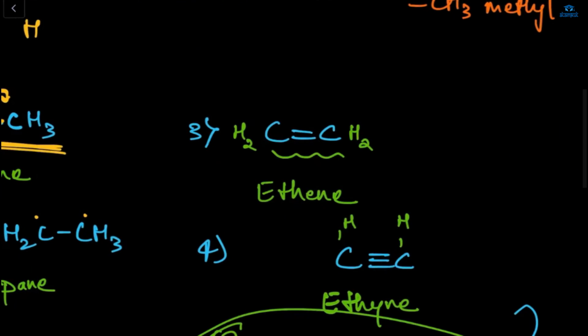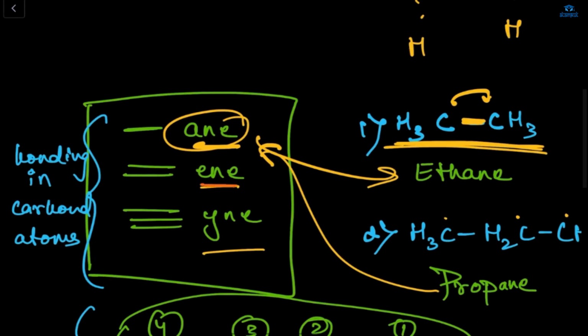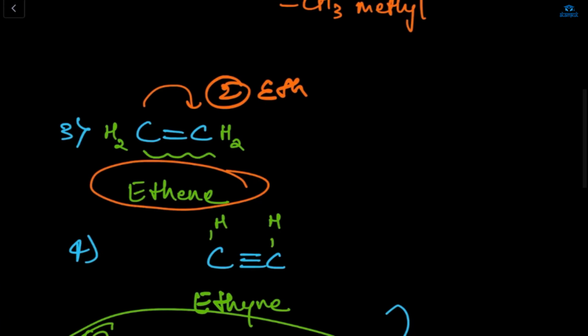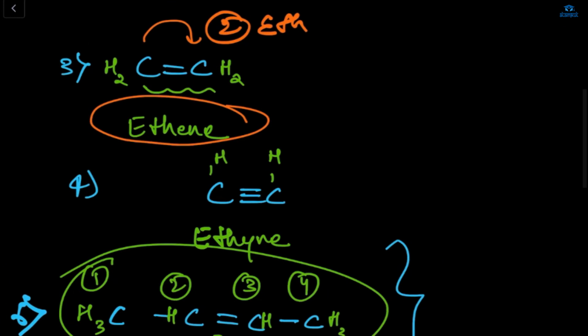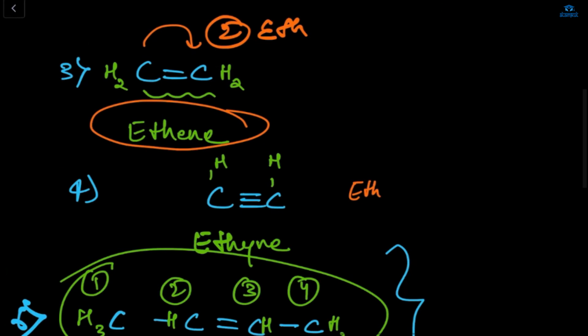Next is this. How many carbons? Two carbons. For two, we write eth, right? And how many bonds? Two bonds. So for a double bond we write ene, so it will be ethene. Okay. Here, how many carbons? Two carbons, so eth. And there's a triple bond. So it will be ethyne.